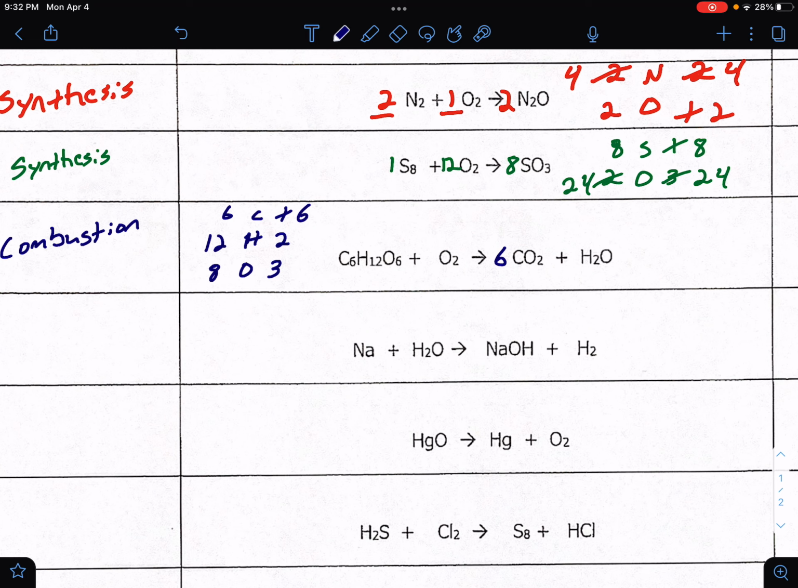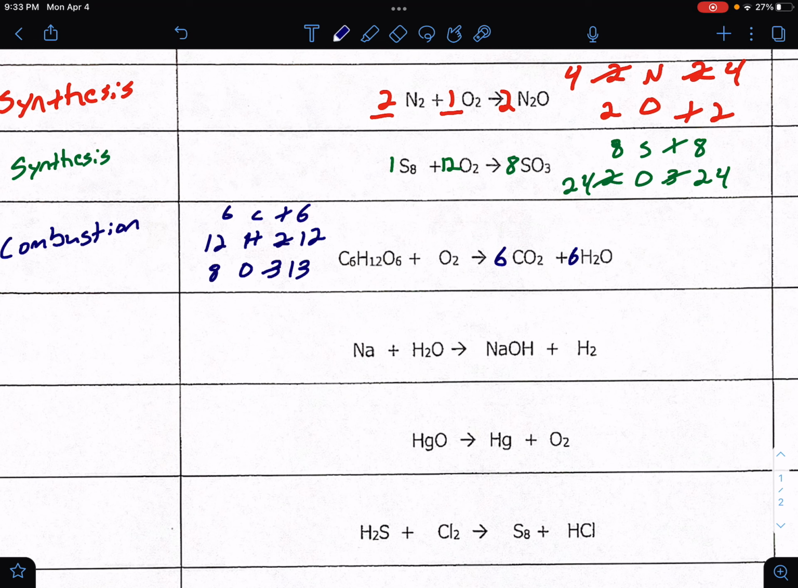But now 6 times 2 gives me 12, plus this 1 oxygen right here, so now I have 13 oxygens. Okay, so let's go ahead and move on to hydrogen. We'll worry about oxygen here in a second. Let me clear that up. So hydrogens, I have 2 on the right, but I need 12, so I'm going to put a 6 in front of here. So 6 times 2 gives me 12.